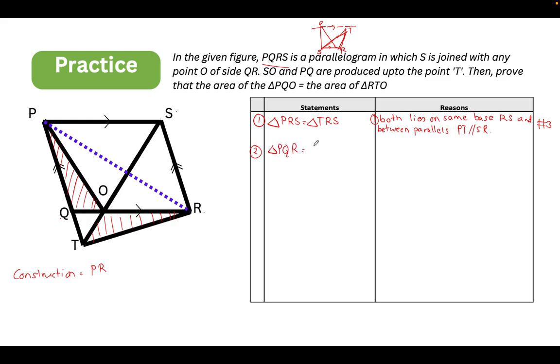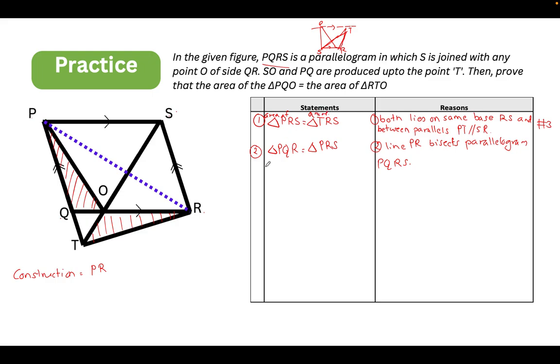The second statement is that the area of triangle PQR is equal to the area of triangle PRS. Why? Because line PR bisects parallelogram PQRS. So this area is equal. You need to write 'area of' in front of every triangle. So these are the two statements.